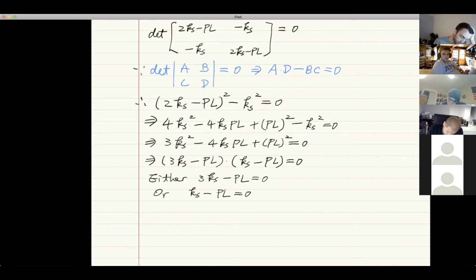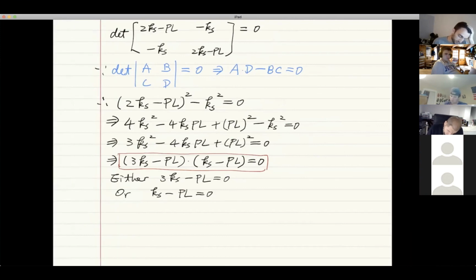So this is our governing equation. And then we have two roots. And from the first one, we can determine that the critical load P equals what? 3ks over L. That's from the first one. And from the second one, P will just be ks over L. Right? Now tell me which one is our solution.